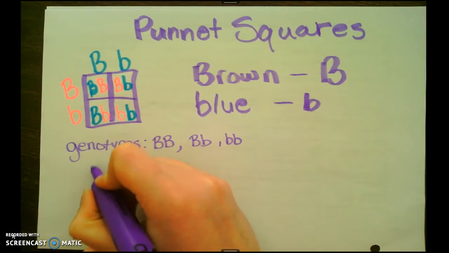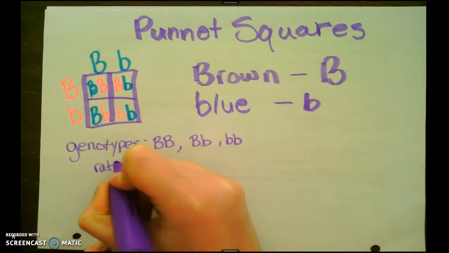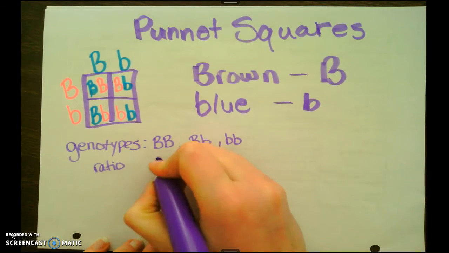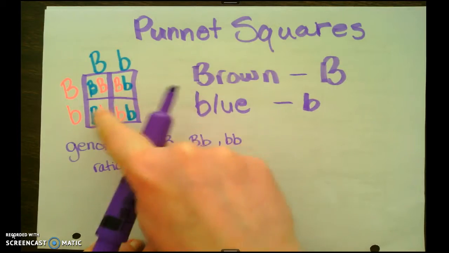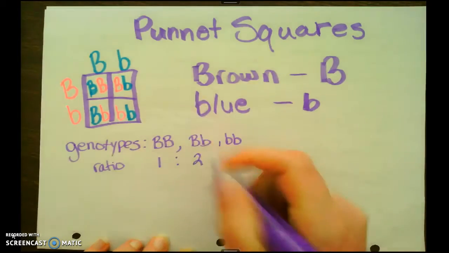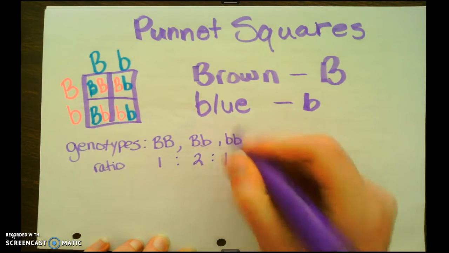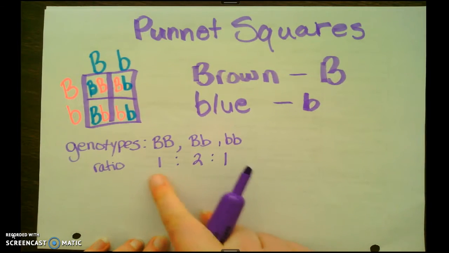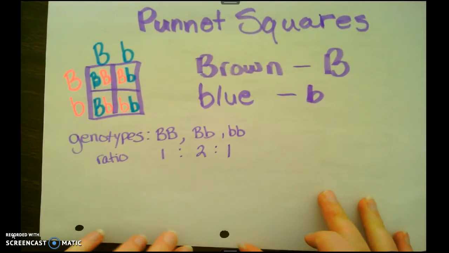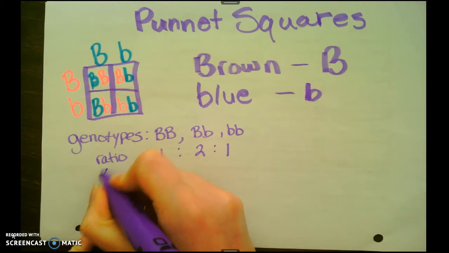A genotypic ratio just compares all of these to each other. So we have one big B. We had two big B, little b's. And we had one little b. So if you remember doing ratios, we're going to use the colons here. Okay? And we can also look at a genotypic percent.